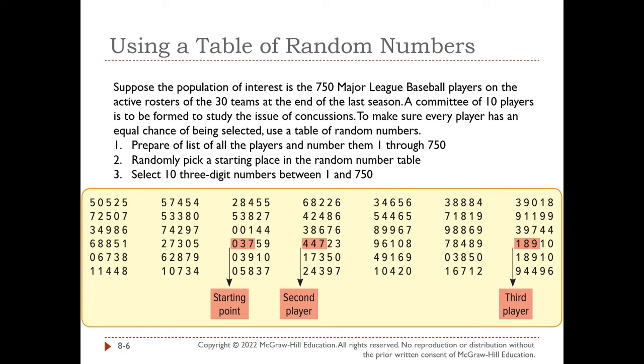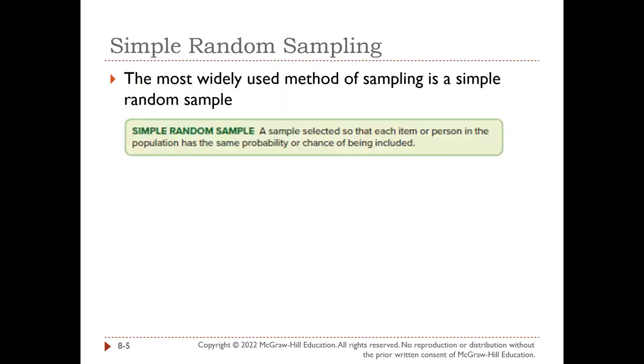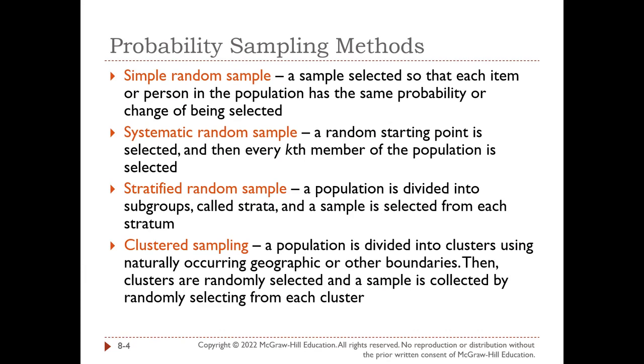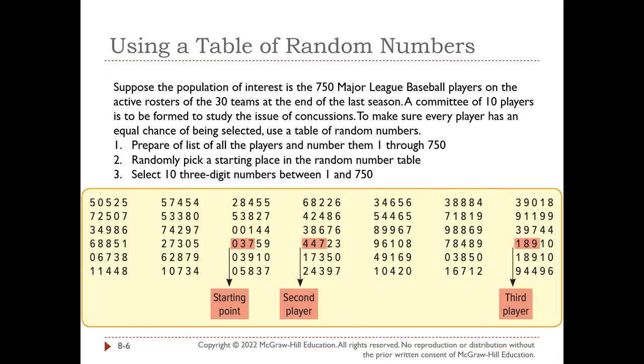To make sure every player has an equal chance of being selected, use a table of random numbers. So, we're going to prepare a list of all the players and number them 1 through 750. Randomly pick a starting place in the random number table and select 10 three-digit numbers between 1 and 750. Basically, again, the random sounds a lot like the systematic random, okay? But this is how we bridge the gaps between the two.